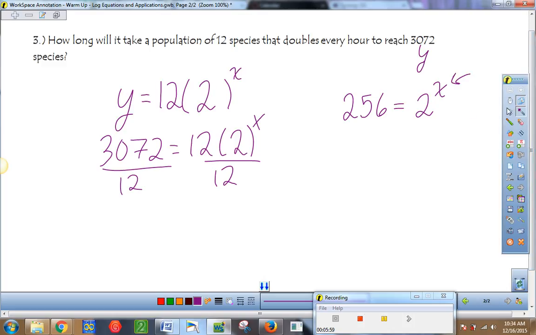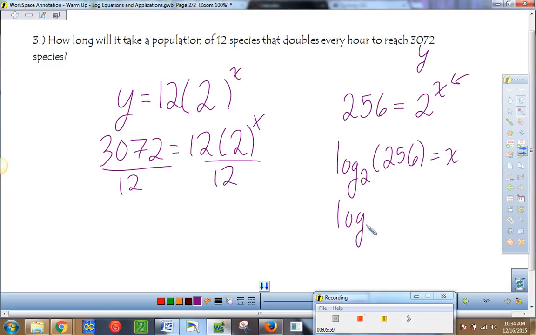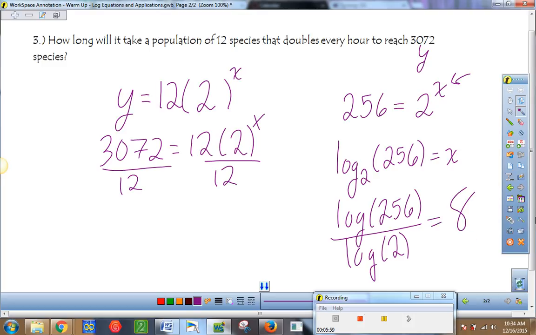Anytime you want to get an x out of the exponent, convert it to a logarithm. That's what logarithms are for. It should be a nice number. This is going to be log base what? Log base 2 of 256 equals x. This is 2 to a power. You could figure it out if you really wanted to, but you could also throw it in your calculator. Go ahead. Yell me the answer. What do I get? 8. It will take 8 hours.